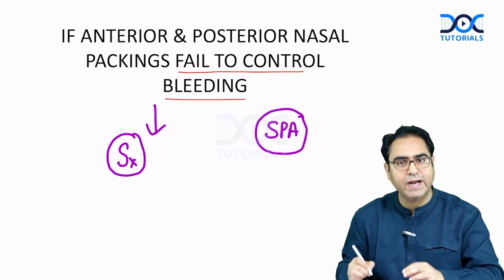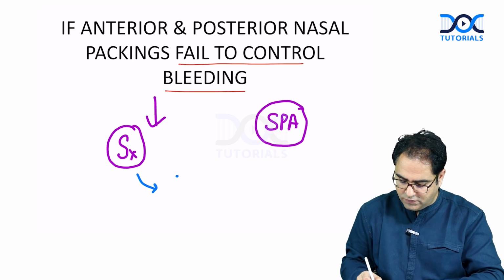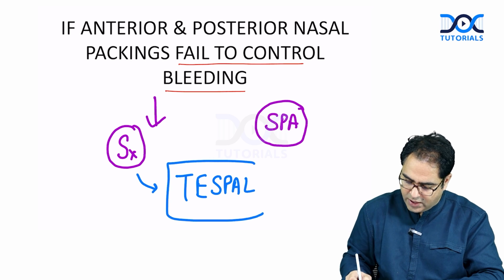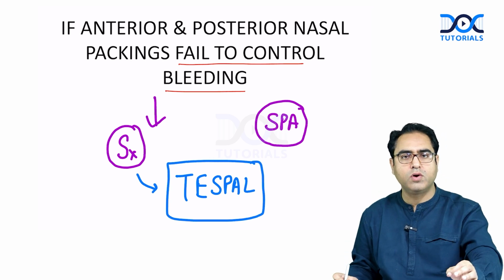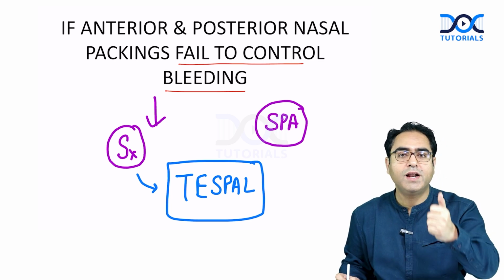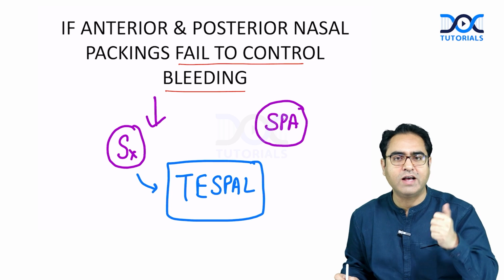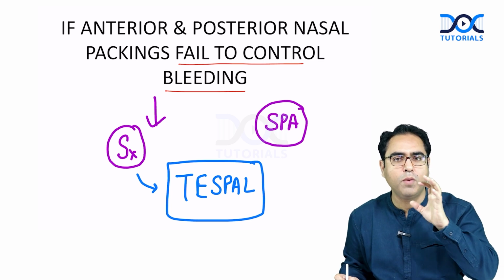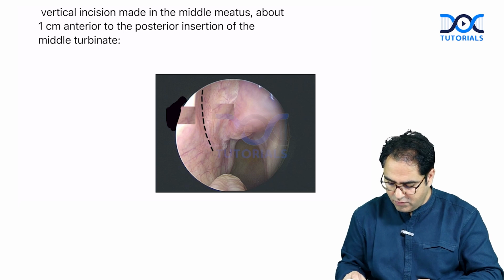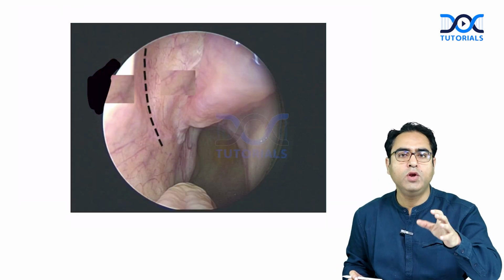We need to ligate this artery. And what is the name of this surgery? The name of the surgery is TESPAL. Very important question. If anterior and posterior nasal packing fail to control bleeding, then which surgery is to be done? TESPAL. What is the full form of TESPAL? Transnasal endoscopic sphenopalatine artery ligation. Transnasal endoscopic sphenopalatine artery ligation. The future question: where to give the incision to find the sphenopalatine artery?